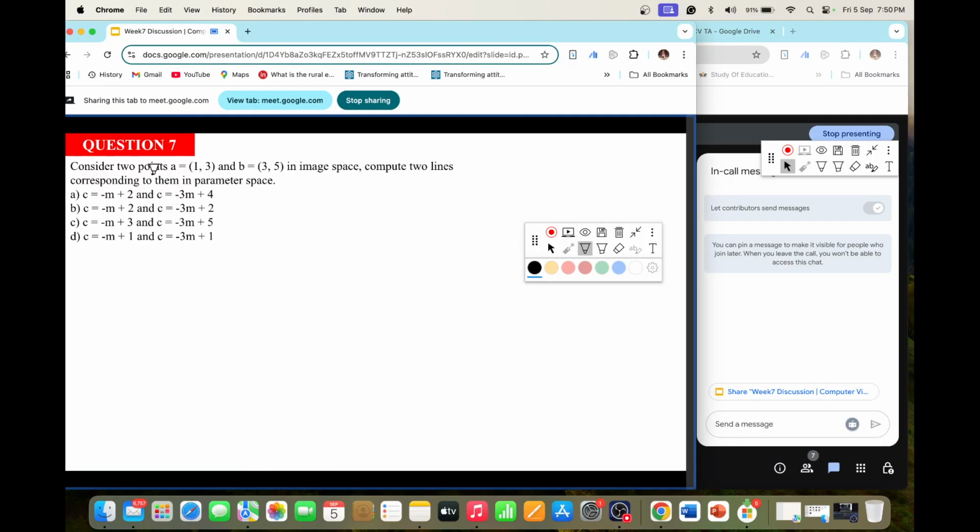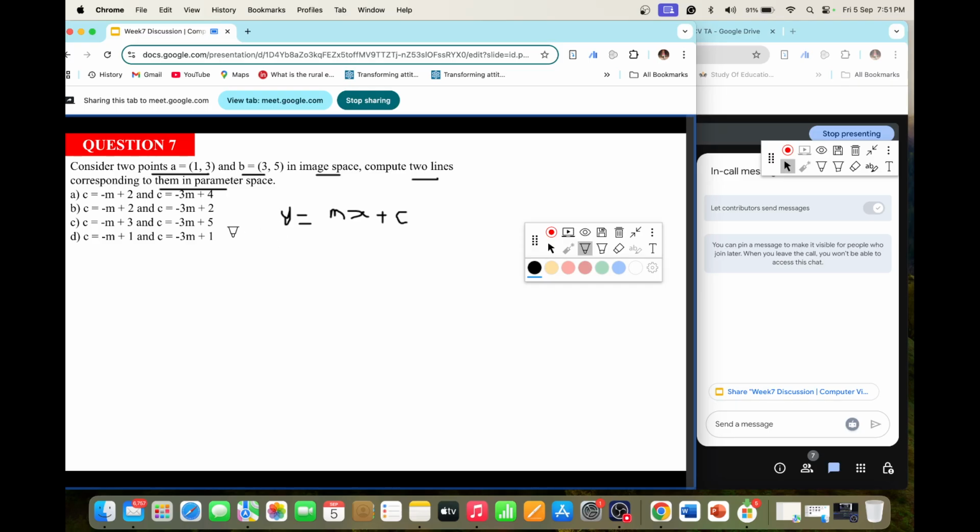So consider 2 points A and B in image space. Compute two lines corresponding to them in a parameter space. So how can you calculate? Very easy. y equals mx plus c, right? This is the line equation in parametric form. You can put the values of x and y and get the equation, y equals mx plus c.